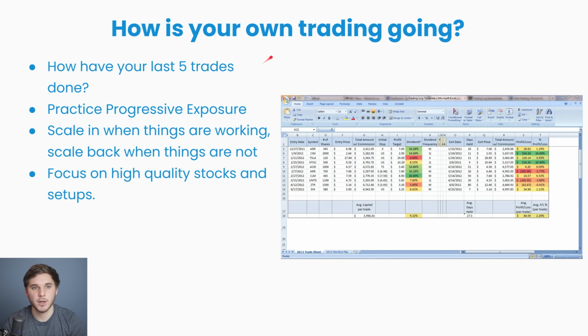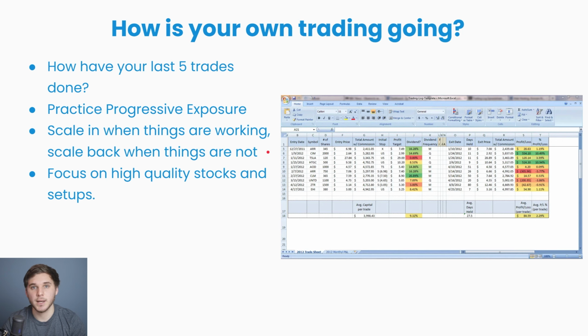And moving on, it's also very important to ask yourself, how is my own trading going? How have my last 5 trades done? Have I gotten stopped out a lot, or has stuff started working and I've made some progress over the past week or so? And this is why it's so important to keep track of your own trades and practice progressive exposure. You want to scale in when things are working and then scale back when things are not.